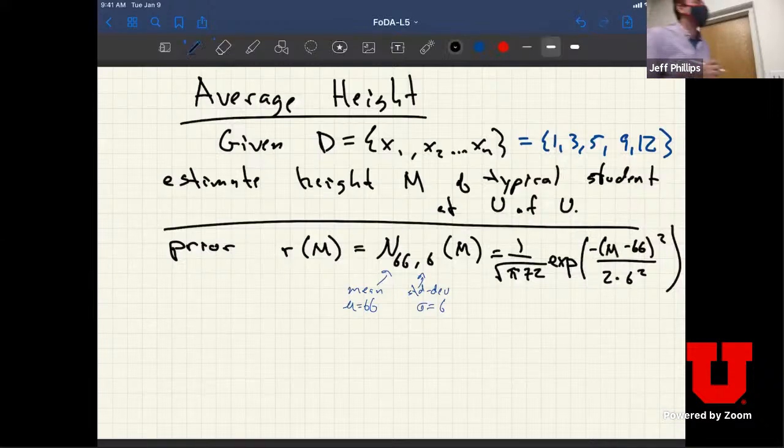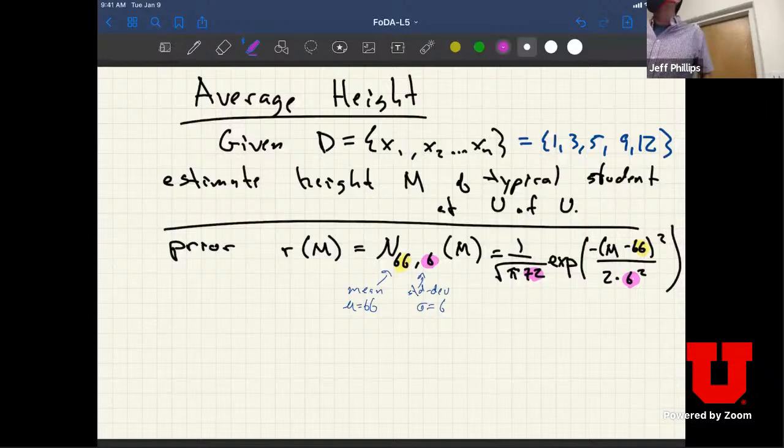So this is a normal distribution with a mean. The mean here, 66, is the same up here, and the standard deviation shows up here and also inside that term. So this is our prior on the height of the students. This seems fairly reasonable.